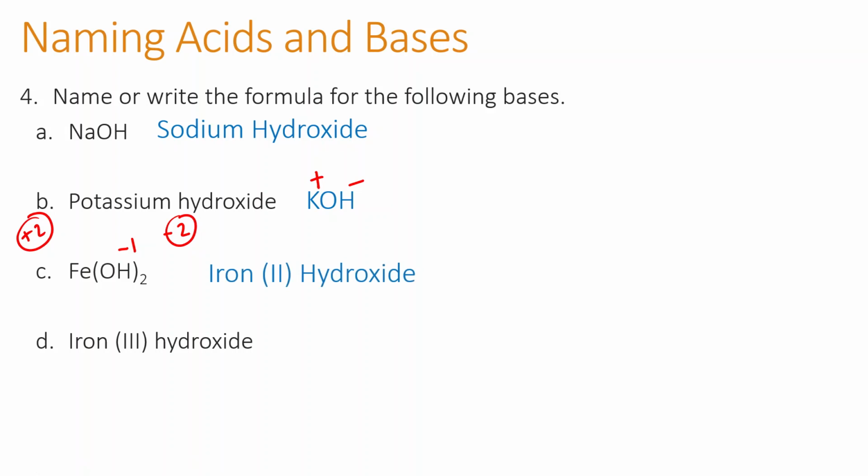Next we have iron(III) hydroxide. So iron(III) is going to have a +3 charge, whereas hydroxide has a -1 charge. So whenever I have my formula here, I'm going to need 3 hydroxides for each iron.